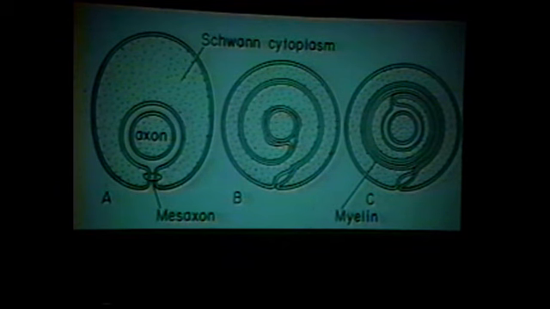Surround the axon, concentric, multiple coils around the axon. And eventually the plasma membrane becomes compacted to form the myelin sheath. And again, this is one segment, and there are multiple segments or internodes of the myelin sheath on the axon. Next.